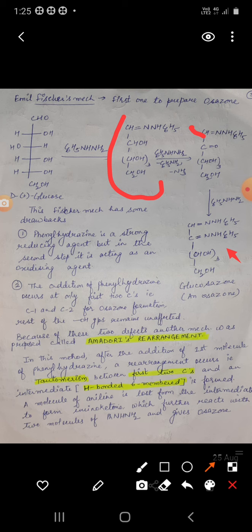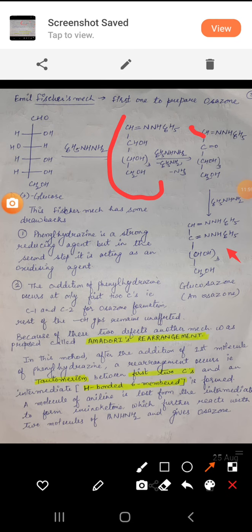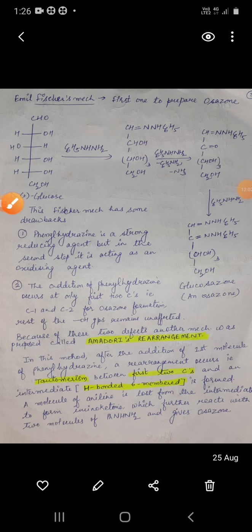Now this Fischer mechanism has certain drawbacks. The first drawback is that phenylhydrazine is a very strong reducing agent. But in this case, in the second step, when the second molecule of phenylhydrazine is added, it does not act as a reducing agent; rather it acts as an oxidizing agent, oxidizing the second carbon into a carbonyl group. So this is not very well explained by this particular mechanism. And in the second step, the addition of phenylhydrazine occurs at only the first 2 carbons, right?